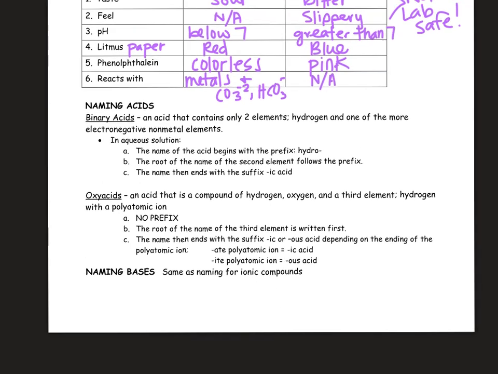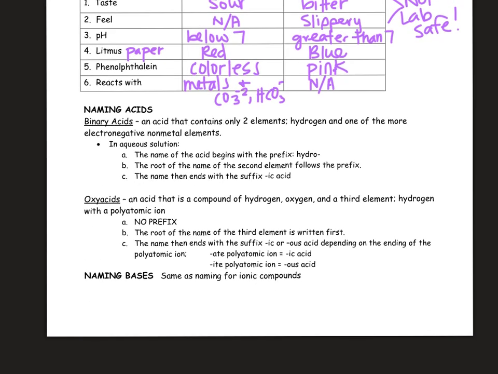There's a lot of other indicators as well, but these are just some of the more common ones that you'll see used. But there's also universal indicator, which is really cool. Universal indicator gives you a rainbow of colors. There's pH paper, which gives you a range of pH that you can use. There's tons of different acid-base indicators that give you more or less information depending on what you're looking for.